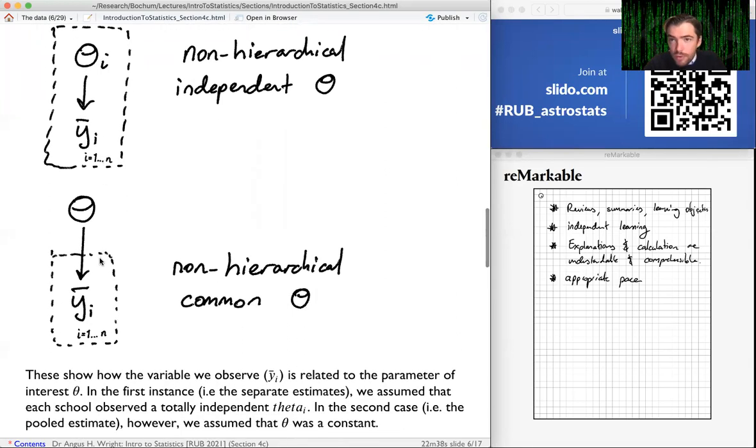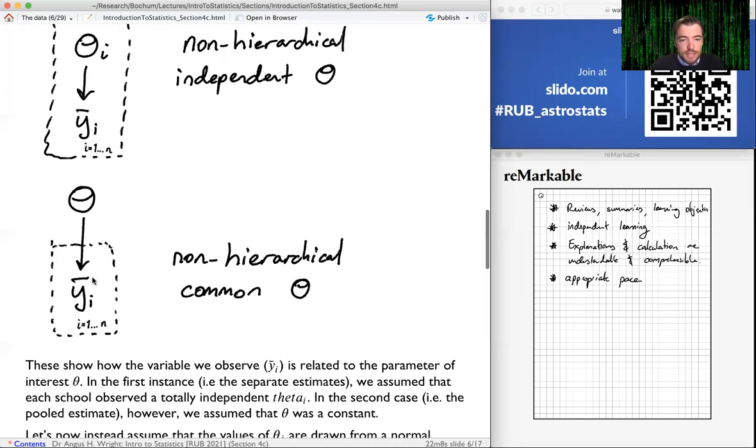The second model that we looked at was the pooled estimate. And the pooled estimate is also non-hierarchical, but it has a common value of theta. So theta sits outside of this little box containing our i indexes. So what we observe, which is y bar i, uses independent thetas in the first case and uses a common theta in the second case.